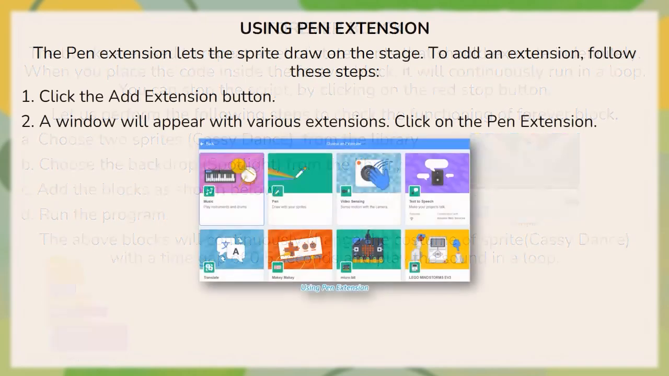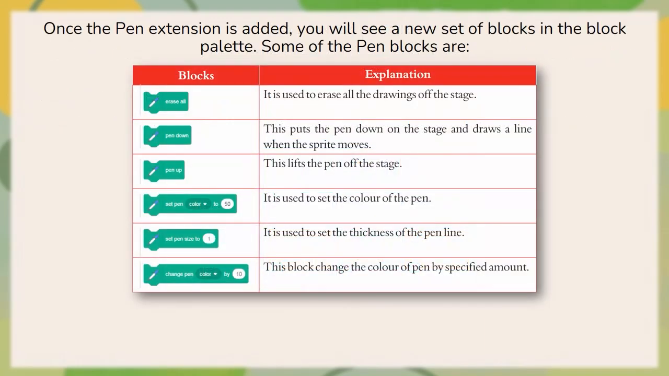Using the pen extension. The pen extension lets the sprite draw on the stage. To add an extension, follow these steps. 1. Click the Add Extension button. 2. A window will appear with various extensions. Click on the pen extension. Once the pen extension is added, you will see a new set of blocks in the block palette.